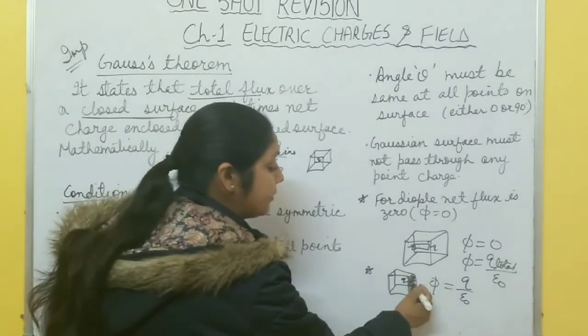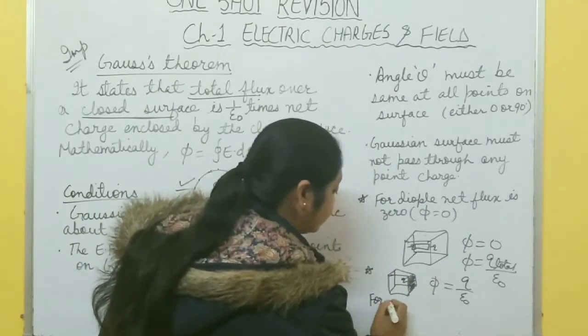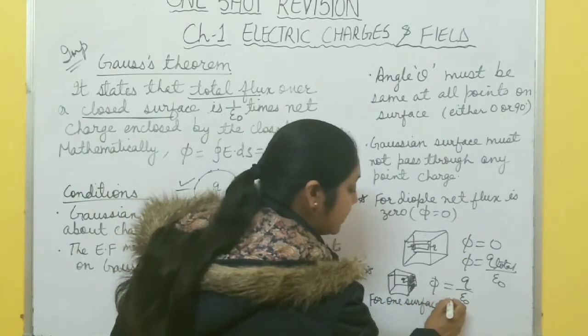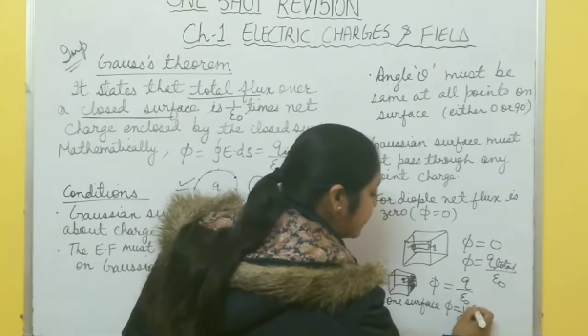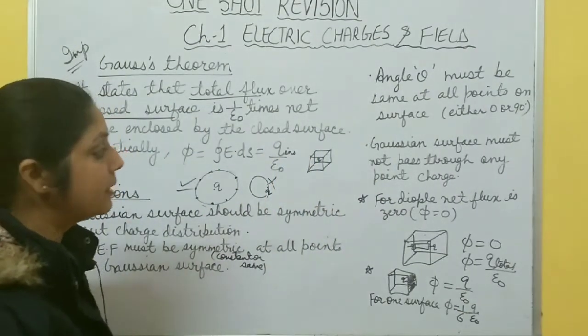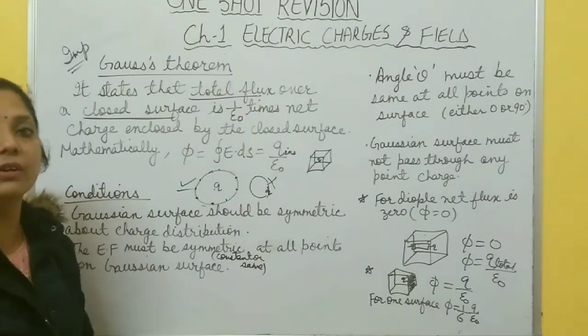So for one surface, how much flux? Total flux that passes through one surface of the cube is 1 by 6 q by epsilon naught, because total flux is q by epsilon naught. So this is about Gauss theorem. Now I am going to discuss different applications of Gauss theorem.